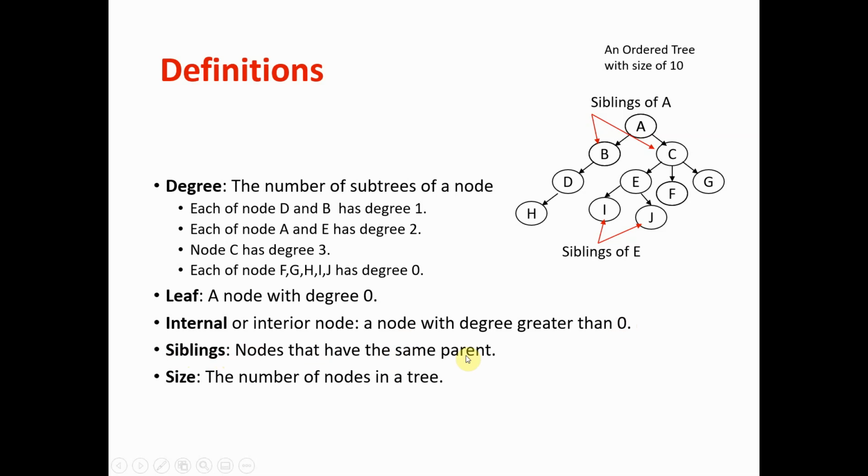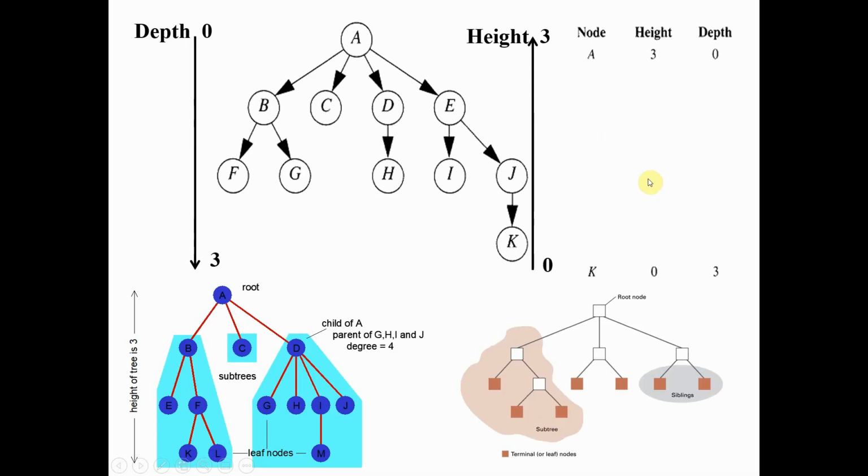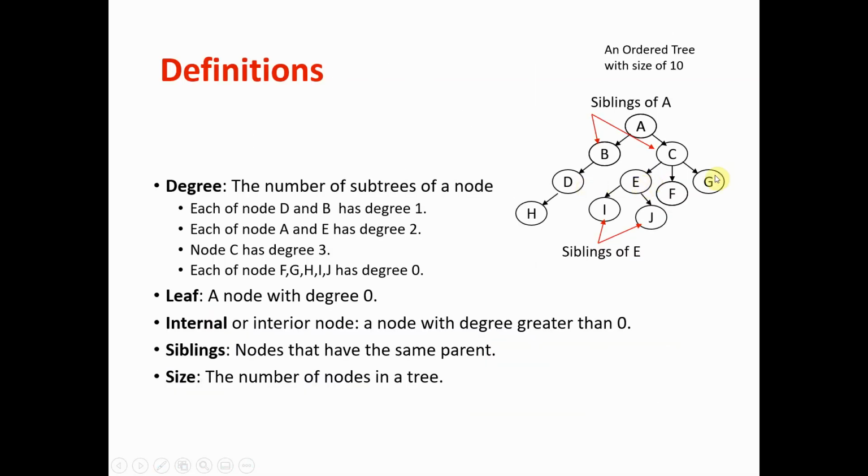Siblings are the nodes that have the same parent. The size of a tree is the number of nodes in that tree. So here you see that we have 1, 2, 3, 4, 5, 6, 7, 8, 9, 10. So we have 10 nodes. The size of this tree is 10.